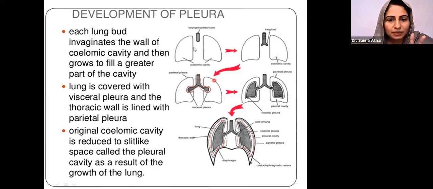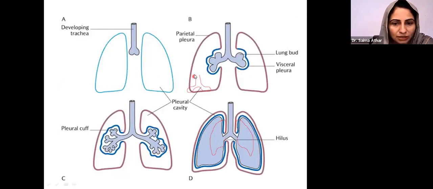Number 1, lung buds grow in the coelomic cavity. When the lung buds grow, the coelomic cavity is divided into 2 layers. One is the visceral layer, which is surrounding the lung. Another is the parietal layer, which is in contact with the thoracic wall. So simple is that. And the space between these two is called the pleural cavity. Okay, so this is how the pleural cavity is formed.